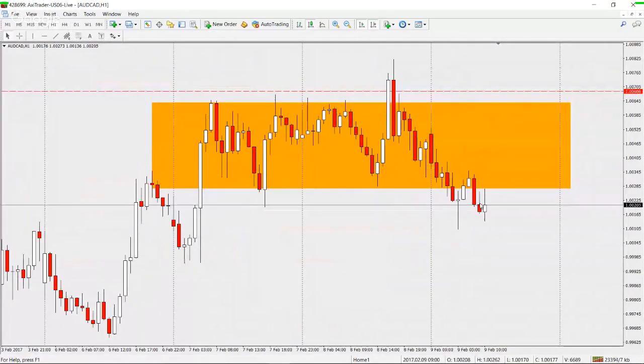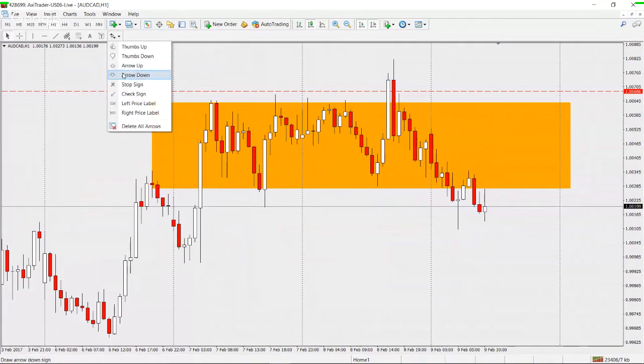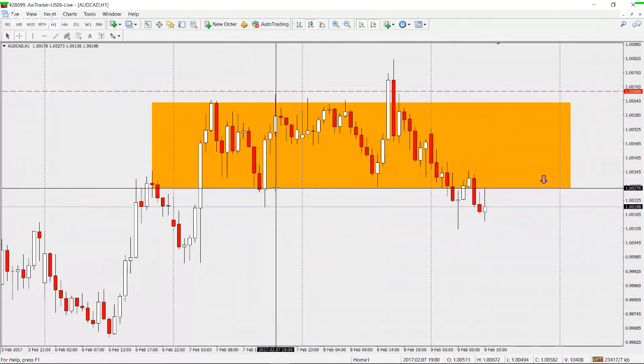So we're finally out of the box on the Aussie CAD. That's good. On this one, I'm looking for the market to move away from this box and then come back up and touch it with a bearish candle. It's a different system, but that would basically be a big red candle right off of 1.0027.